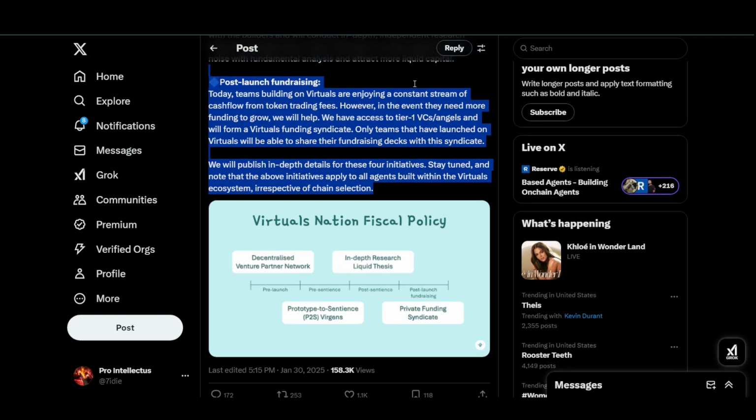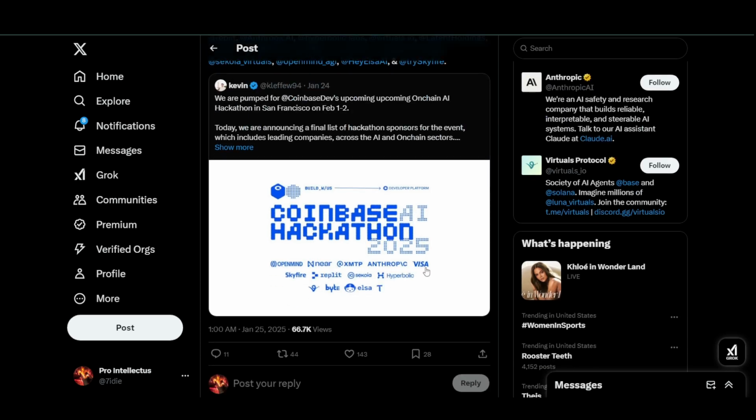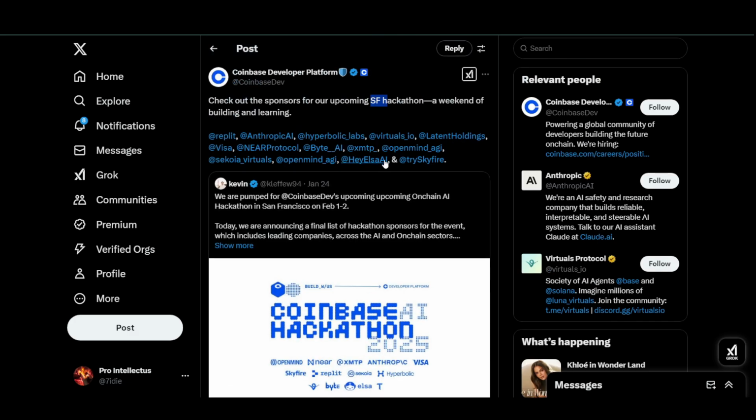After that we have the Coinbase developer platform. As you can see here, check out the sponsor for their upcoming SF hackathon. So virtual is basically doing the sponsorship, so that's pretty good. We also have Visa there as well as others, so that's, I think, a massive deal as well for virtual. This is for the AI, so that's pretty good, I think.